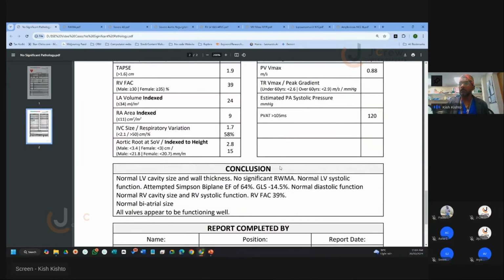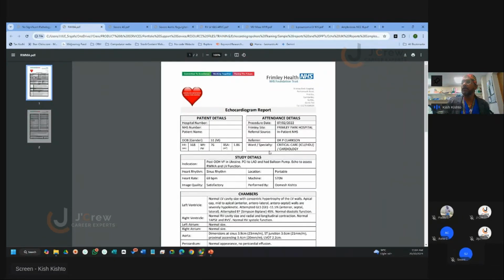Okay, so normal LV cavity size and wall thickness, no significant contributory wall motion abnormalities, normal systolic function, EF of 64% with GLS minus 14, and normal diastology. LV cavity is normal, good function, biatrial normal size, and all valves appear to be working well. So again, in my conclusion, I'm not going to describe anything in detail because I know everything is normal.